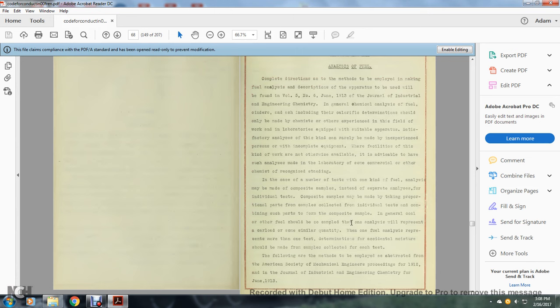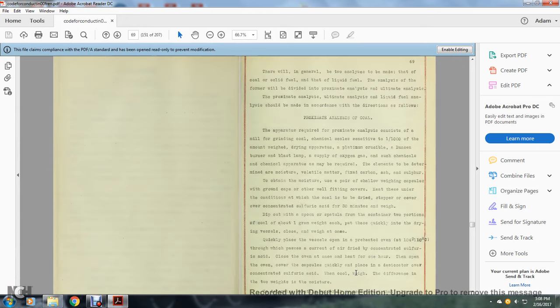In general, coal and other fuels should be sampled so that one analysis will represent the carload or some similar quantity. So one fuel analysis represents more than one test and determines the accidental moisture, which should be made in samples collected from each test. The following method is employed, abstracted from the American Society of Mechanical Engineers recording in the 1913 Journal of Industrial Engineering Chemistry for June 1913.